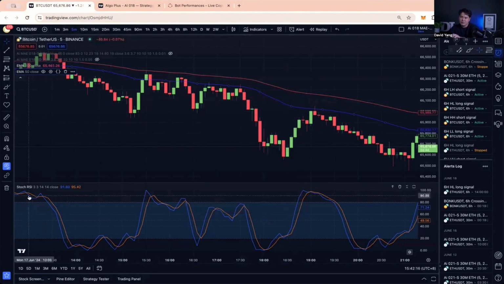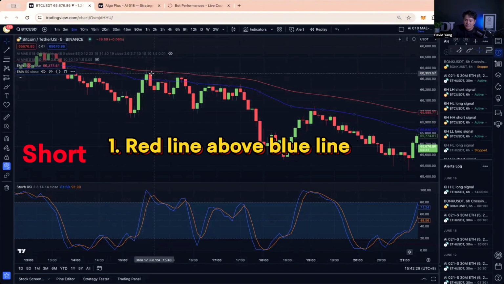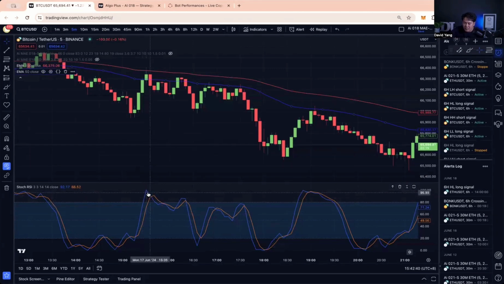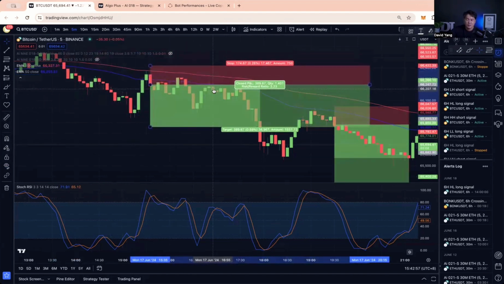Now I'm going to guide you on how to look at Stochastic RSI. The first condition, if you want to go short, is to make sure the red line stays above the blue line. Secondly, wait for Stochastic RSI to break above 80. But you can't short first. You need to wait for it to come back down and break through the 80 below here. From here onwards, we can start to go for a short. Here you can see there is a short signal.